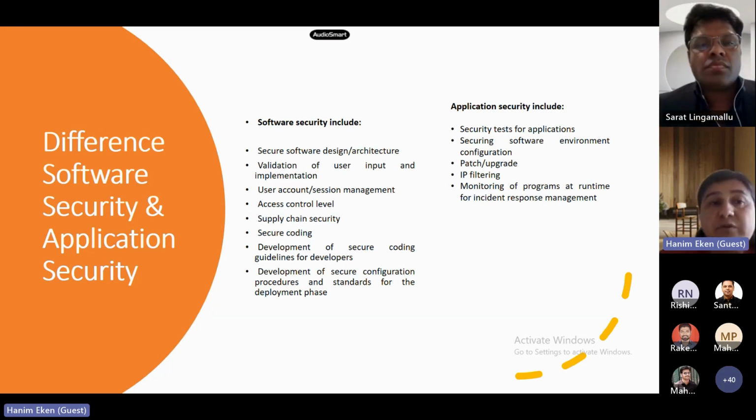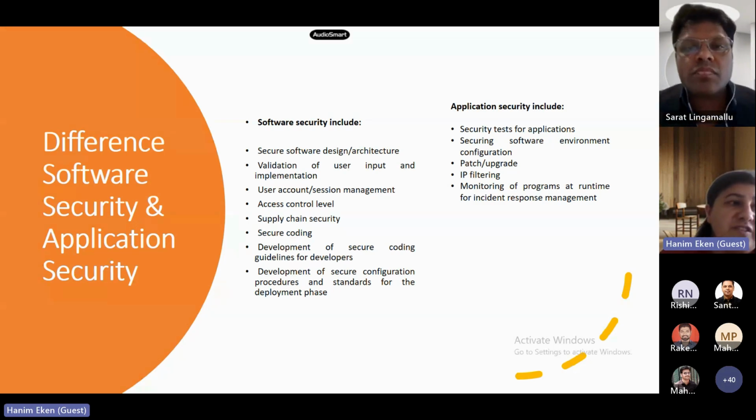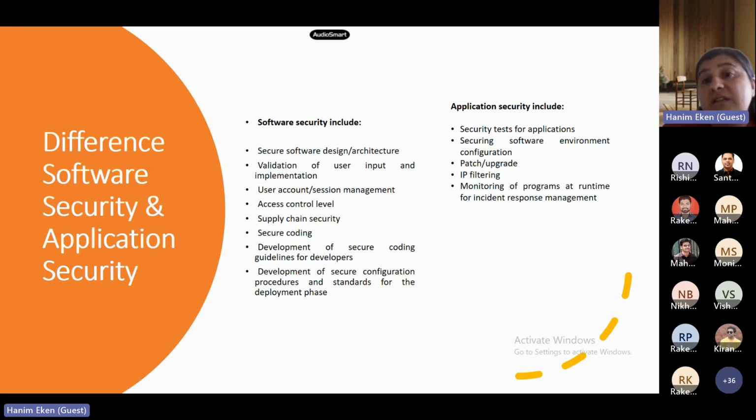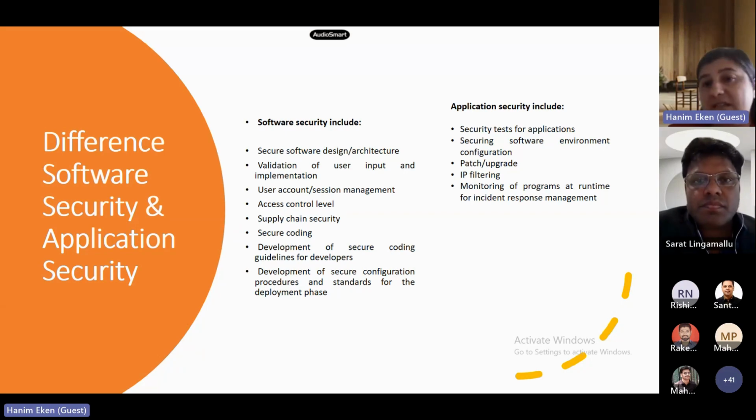IP filtering is important because it gives a further restriction to your application. It depends on your application requirement. Either the application needs to be reachable by everybody, or you can restrict it with IP filtering, for example by geographical location or a VPN peer-to-peer connection. This is how the application can be secured.